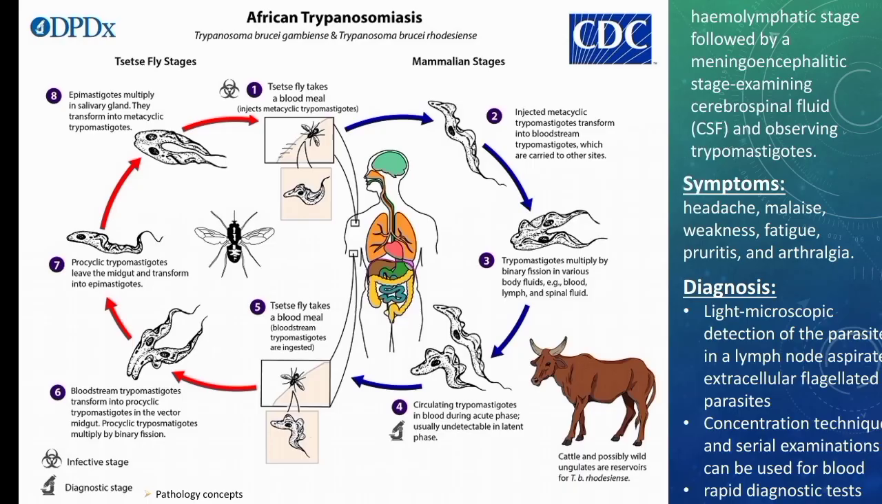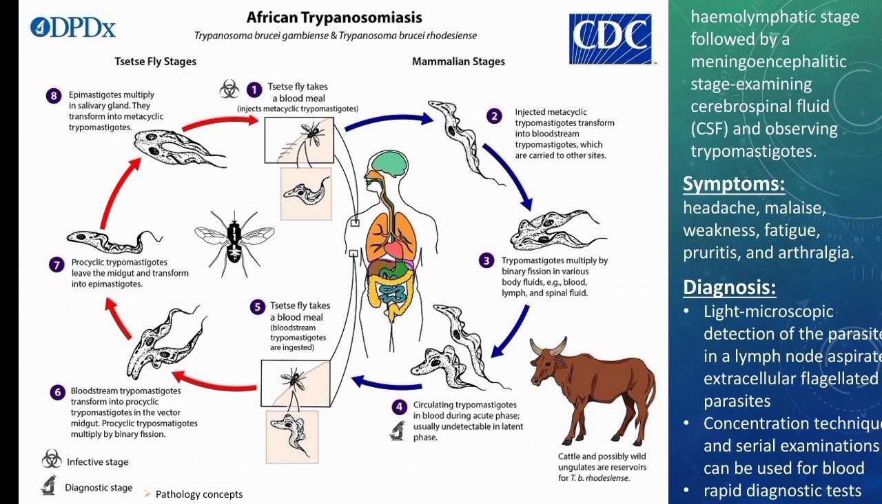Let's learn the life cycle of African trypanosomiasis. When an infected tsetse fly takes a blood meal, it injects the metacyclic trypomastigotes into the human host. These metacyclic trypomastigotes transform into bloodstream trypomastigotes which are carried to other sites. The trypomastigotes multiply by binary fission in various body fluids like blood, lymph and CSF. The blood trypomastigotes are detectable in the acute phase only.